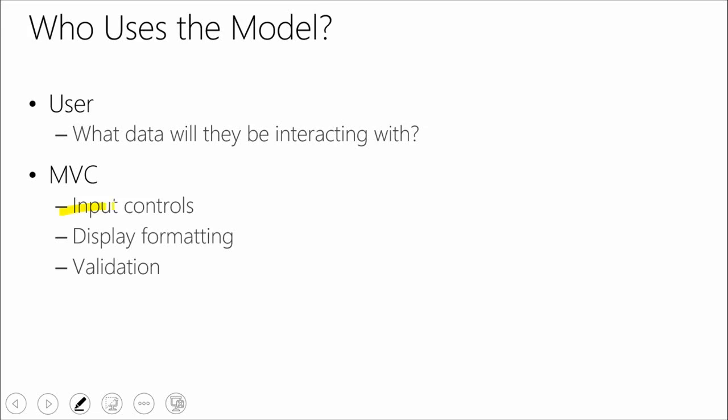So when we stop to think about how we're going to interact with the data, one of the big things that we are going to need is our input controls. So we are going to need things like drop-down lists and checkboxes and text boxes and all of that good stuff. And so it'd be nice if we could have something automatically generate that for us. Well, that will actually be possible, but it's all based on how we build the model.